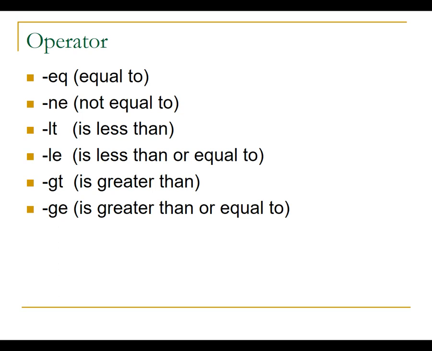In the same way, Linux also provides various types of operator support like minus EQ for equals to, minus NE for not equals to, minus LT for less than, minus LE for less than or equals to, minus GT for greater than, and GE is for greater than or equals to. If you observe all these operators, E stands for equals to. So whenever you find the next alphabet as E, it would be equals to.